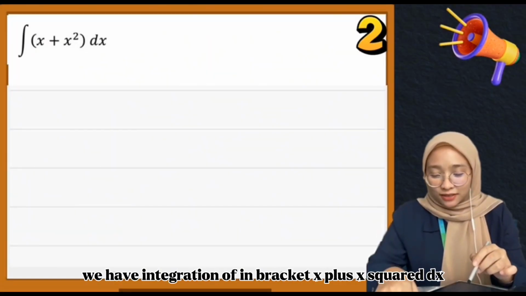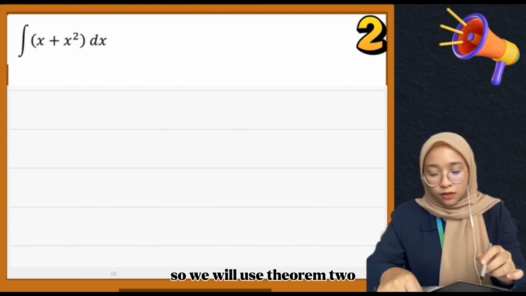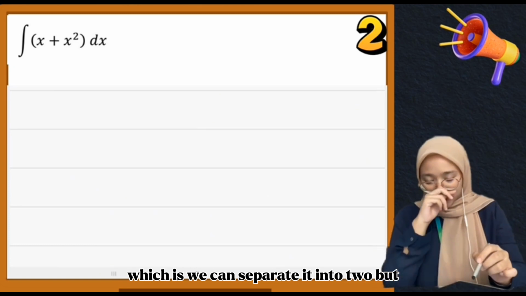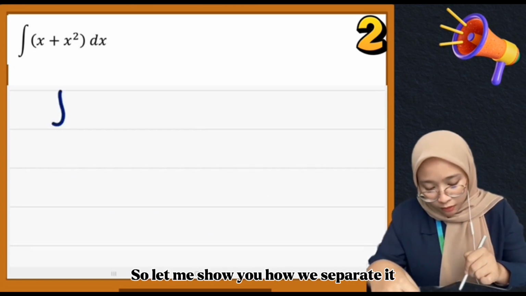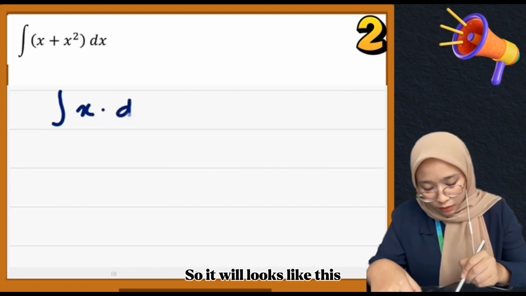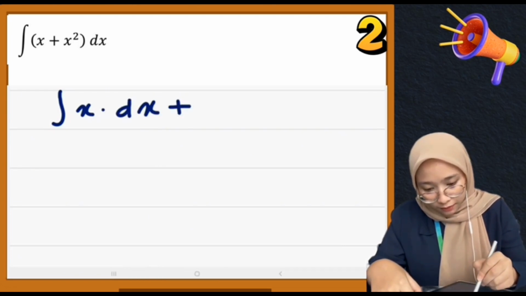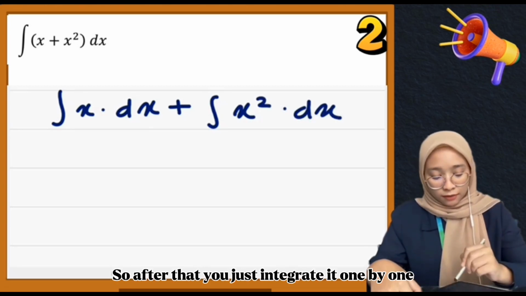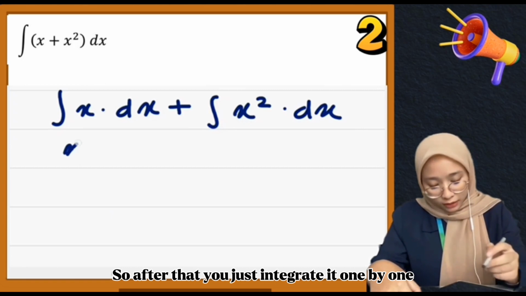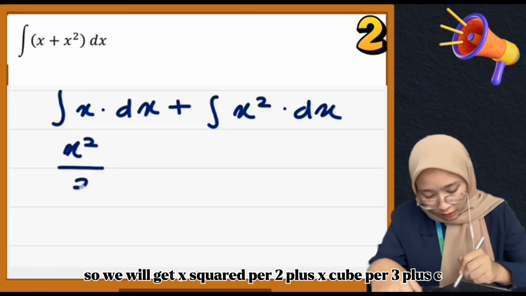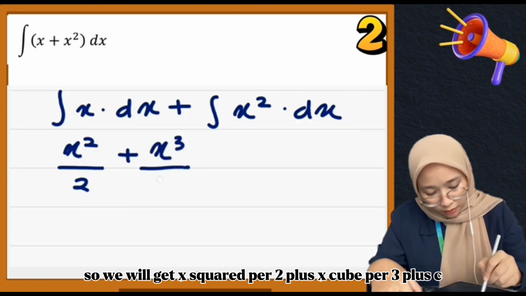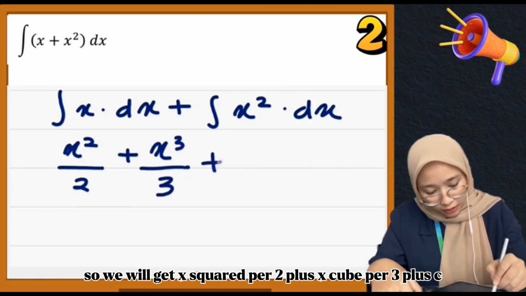For the second question, we have integration of, in bracket, x plus x squared dx. So we will use theorem 2, which is we can separate it into 2 parts. Okay, so let me show you how we separate it. So it will look like this. So after that, you just integrate it one by one. So we will get x squared per 2 plus x cubed per 3 plus c.